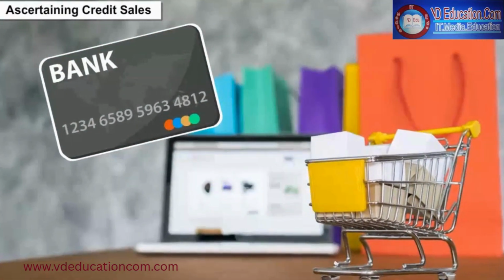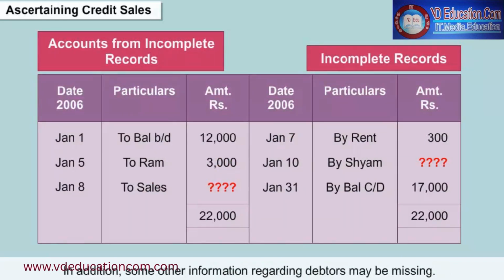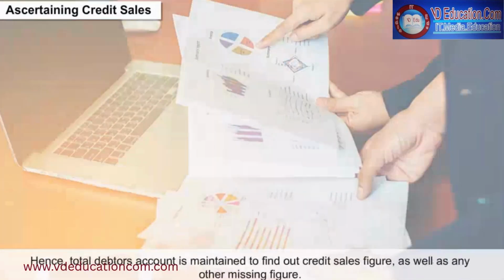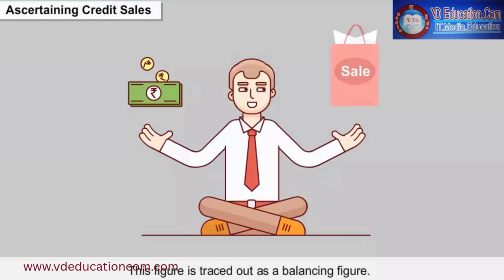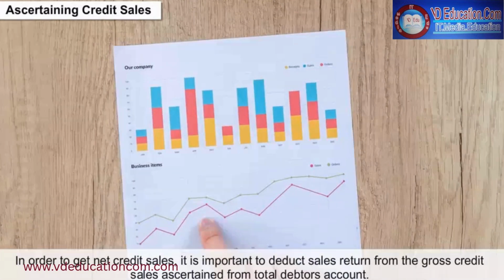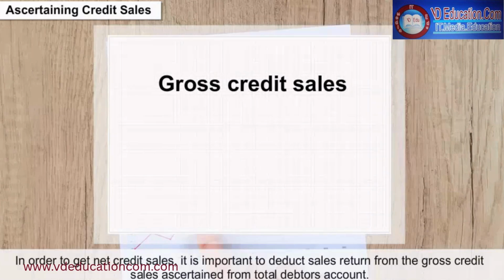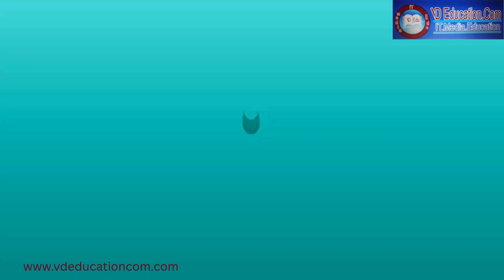Ascertaining credit sales. Credit sales figures are generally not available in incomplete records. In addition, some other information regarding debtors may be missing. Hence, a total debtors account is maintained to find out the credit sales figure as well as any other missing figure. This figure is traced out as a balancing figure. In order to get net credit sales, it is important to deduct sales return from the gross credit sales ascertained from the total debtors account.